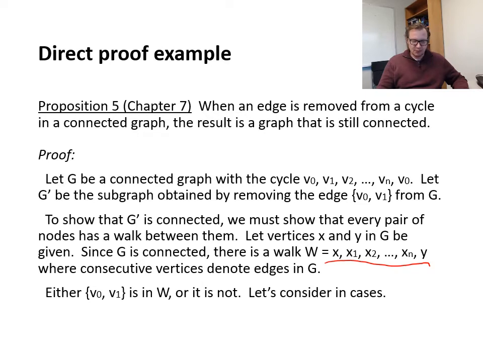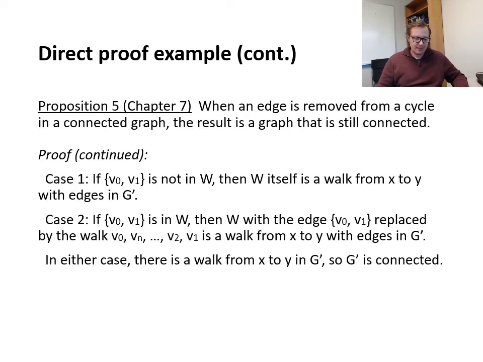This edge that we removed, V0, V1, is either in this walk W or it is not. And now we're going to consider both cases. So case 1 is the easier one. If the edge that we removed is not in W, then W itself is a walk from X to Y with edges in G prime. So it remains a walk, right, because we didn't touch it.